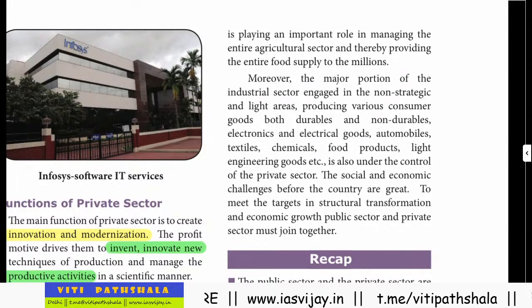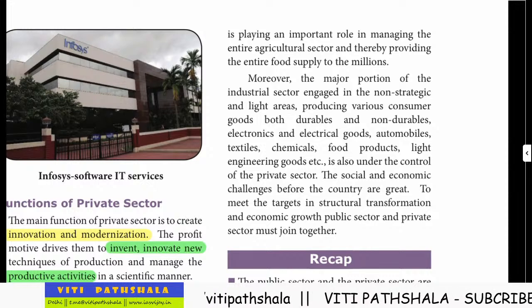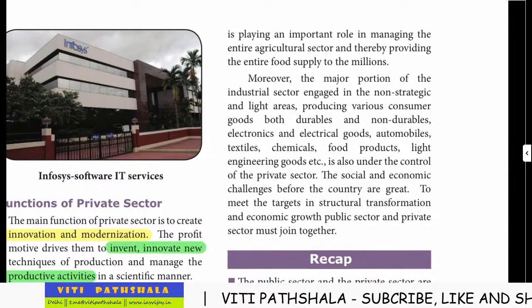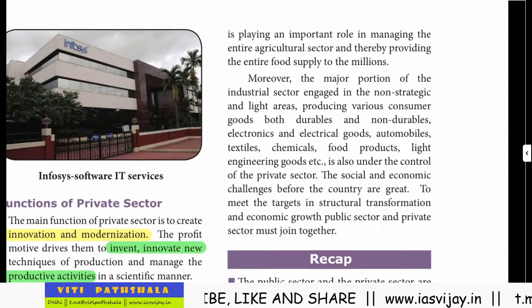The social and economic challenges before the country are great. Now, to meet the targets in structural transformation and economic growth, public sector and private sector must join together.